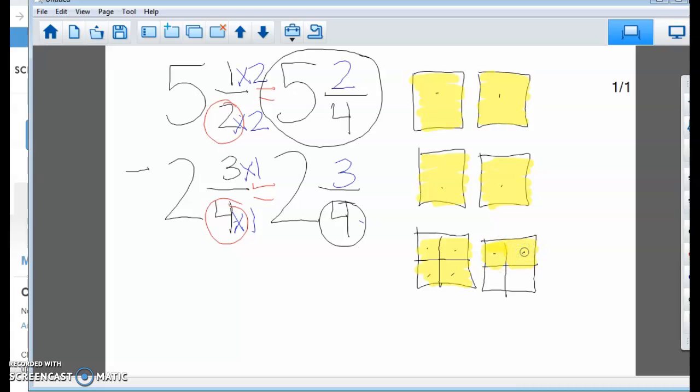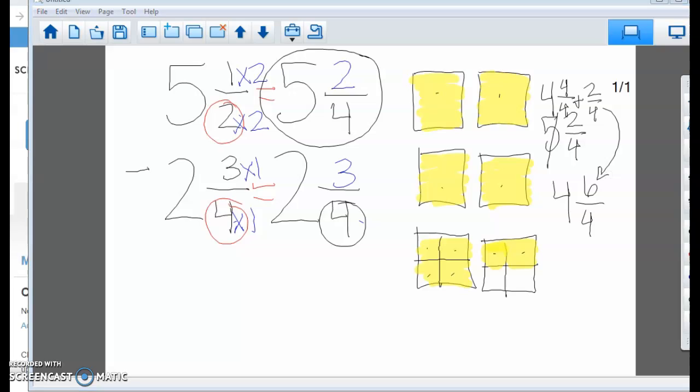So I've just traded my 5 2/4 to be 4 wholes and 6/4. I took 1 away from this and added 4/4 plus 2/4 to get my 6/4. Now I can take away the 3/4 that I need. Here's 1/4 gone, 2/4 gone, 3/4 gone.